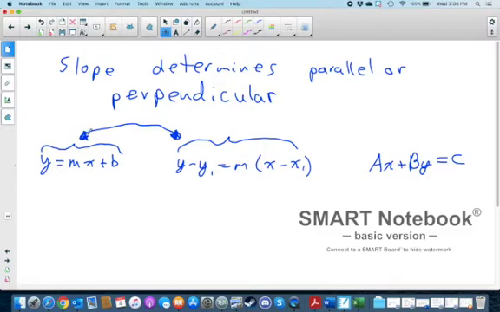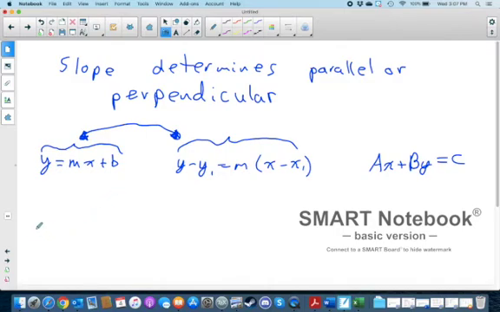And then standard form, when we need to write the equation of a line in standard form, it's not that complicated, but we just have to keep mindful of what we're doing.